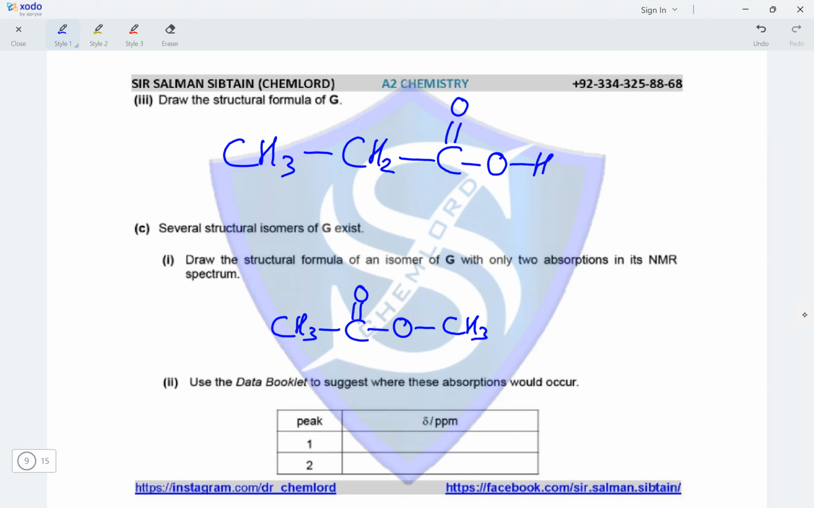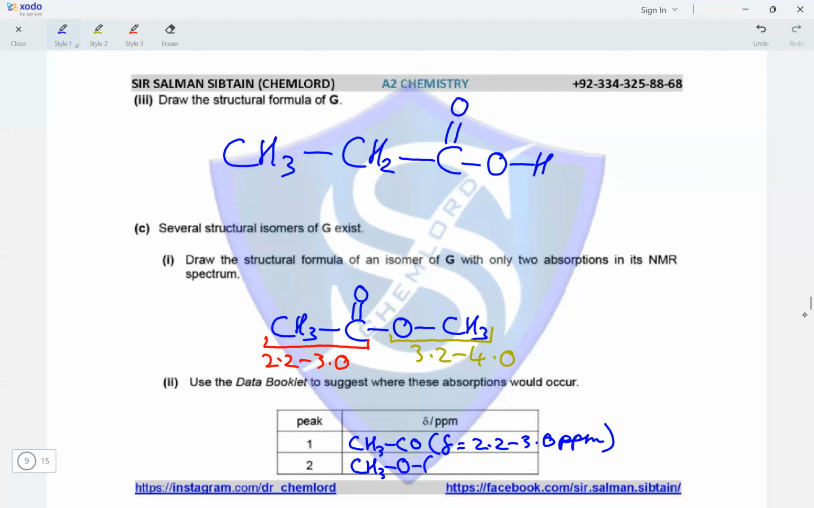And use the data booklet to suggest where these absorptions would occur. So we would have a CH3 next to oxygen being present in the range of 3.2 to 4.0, and the CH3 next to C double bond O in the range of 2.2 to 3.0. So we put this down as the first peak would be for a CH3 next to C double bond O in the chemical shift range of 2.2 to 3.0 ppm, and the peak for CH3 next to oxygen in the chemical shift range of 3.2 to 4.0 ppm.